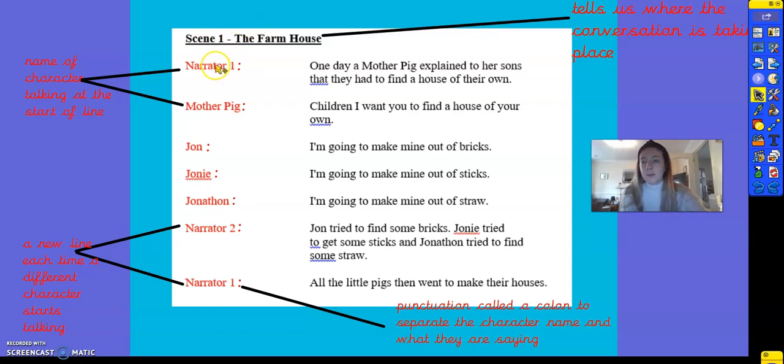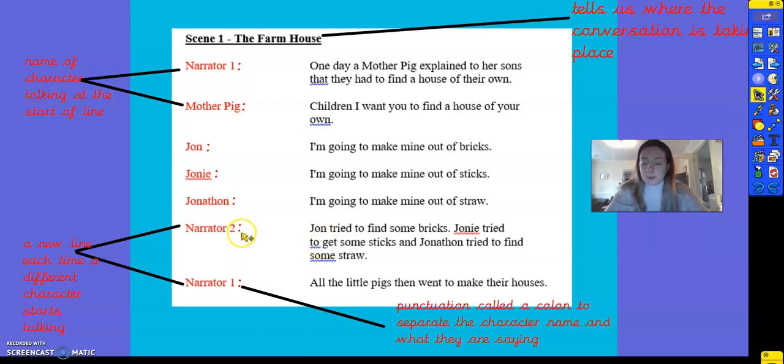Like we said here, at the beginning of each sentence, we've got the name of the character who is talking. And this comes at the start of the line. And it's really important that when this was being performed, you wouldn't say the name of the character who's talking. They would just say their line. Then again, a new line each time a different character starts talking. So Jonathan here has finished talking. I'm going to make mine out of straw. Then we have a new line to show us it's a new speaker, it's a new character. And then we've got narrator 2, followed by what they say.